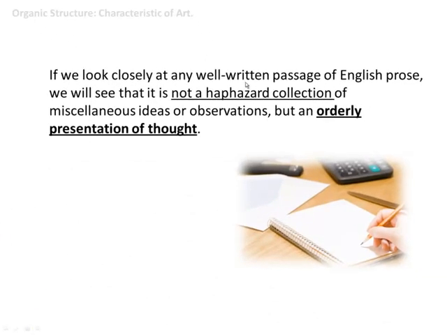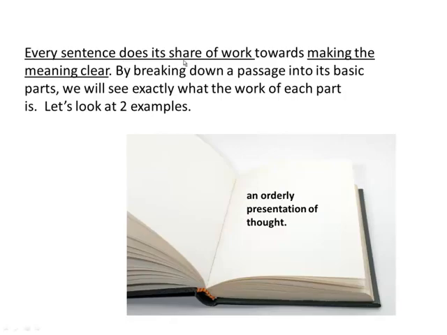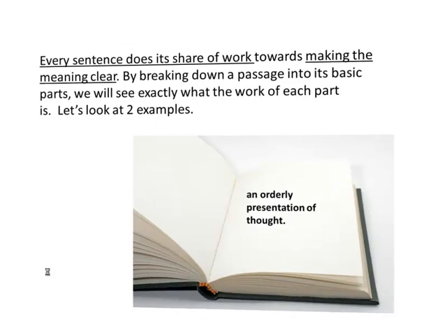If we look at any well-written passage of English prose, we'll see that it's not a haphazard collection of miscellaneous ideas or observations, but it's an orderly presentation of thought. Every sentence does its share of work towards making the meaning clear. By breaking down a passage into its basic parts, we'll see exactly what the work of each part is. So let's take a look at a couple examples.